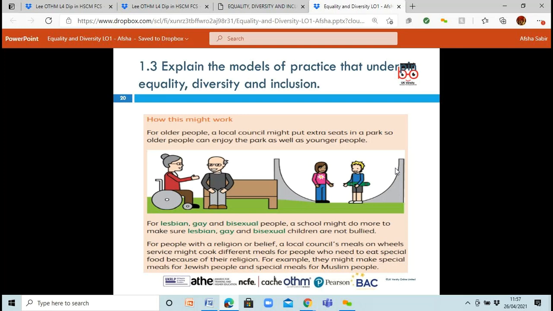Okay. So, just go off. Oh no, it's okay. So coming on to here, I've got a couple of examples of how this equality, diversity and inclusion might work. If you've got a park, you might want to put extra seats in so older people can enjoy it as well as young people. For lesbian, gay and bisexual people, the school might do more to make sure that the children are not bullied.